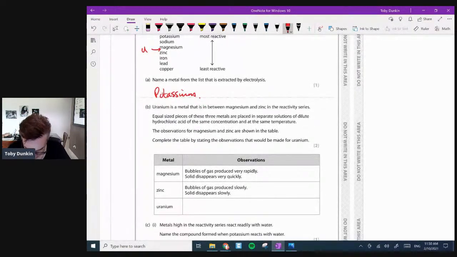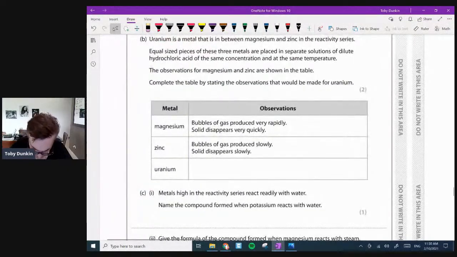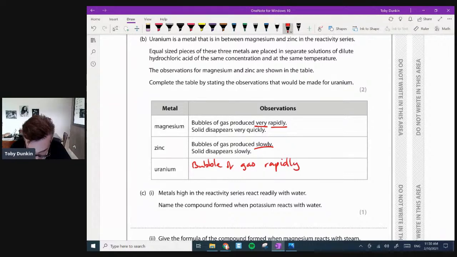So it then says with magnesium, bubbles of gas produced very rapidly, solid disappears very quickly. Zinc, bubbles of gas produced slowly, solid disappears slowly. So complete the table for the observation. Bubbles of gas rapidly, it's not saying very, just rapidly. Solid disappears quickly. I'm ignoring the very, that's what I'm doing. Isn't that really stupid?